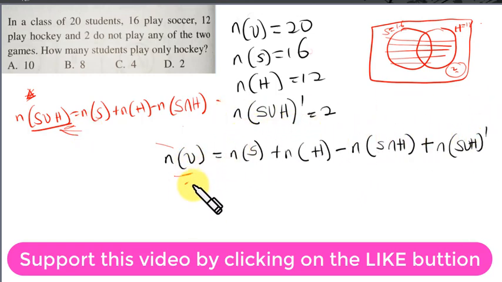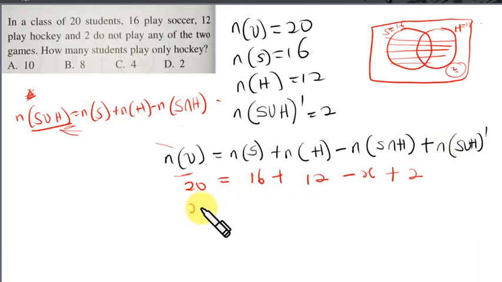Now the universal set is 20. The number of those who play soccer is 16. The number of those who play hockey is 12. The number of those who play both games, I don't know, so let it be X. So let me put X there, minus X. And the number of those who do not play any of the 2 games, that is S union H complement, is 2. So let me simplify this. 16 plus 12, I'm getting 28, plus 2, that gives me 30, minus X.